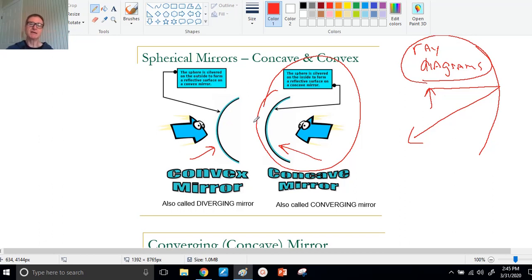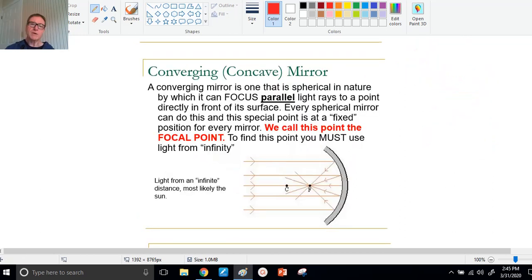Right? Convex is, and if it's not concave, it's convex. That's probably the easiest way to remember the names. Okay, well, a concave mirror is also known as a converging mirror, and that's the name that I usually use.